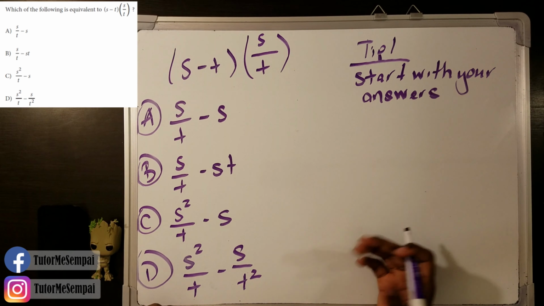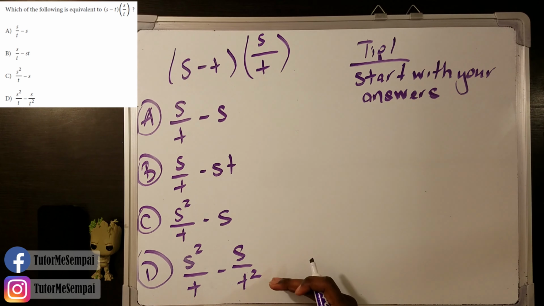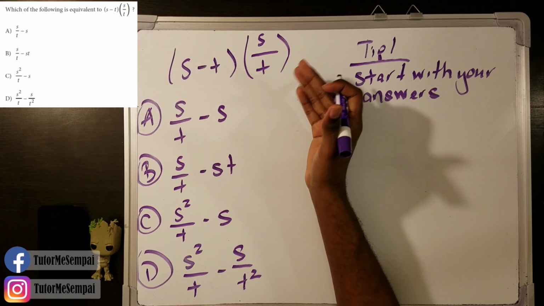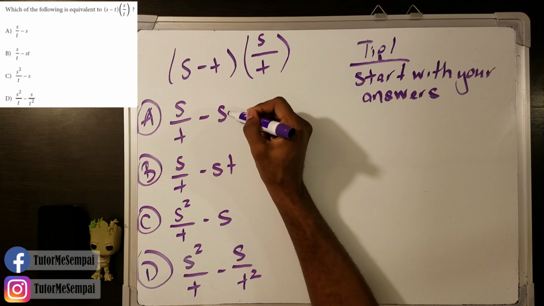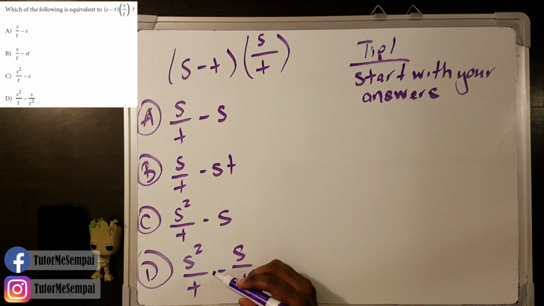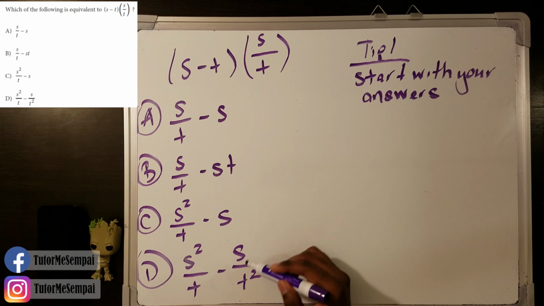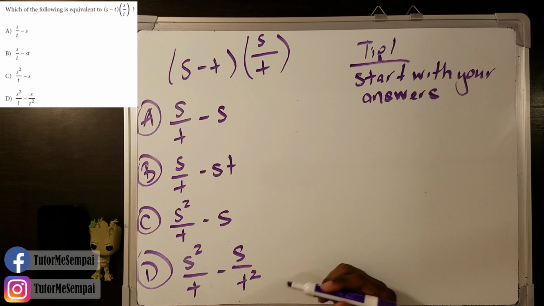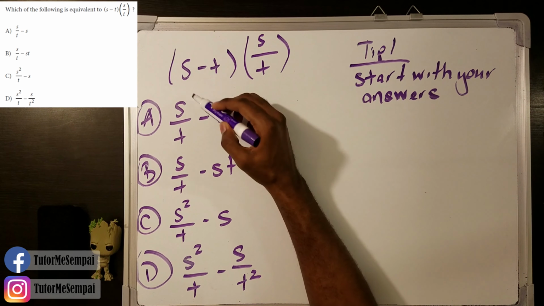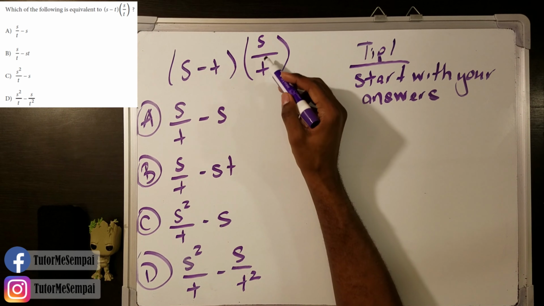Here we have a question that's asking which of these four choices are equivalent to something they gave you in the question. So our choices are s over t minus s for A, s over t minus st for B, s squared over t minus s for C, and s squared over t minus s over t squared. And we want to know which of these are equivalent to (s minus t), in parentheses, times s over t.